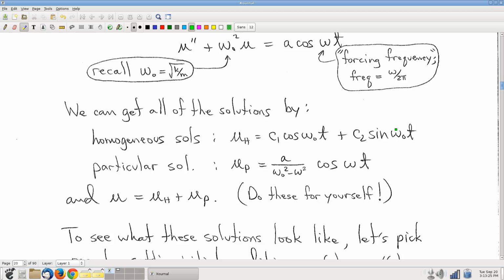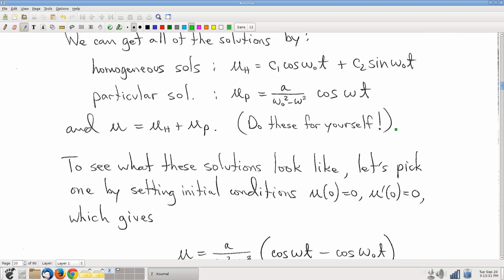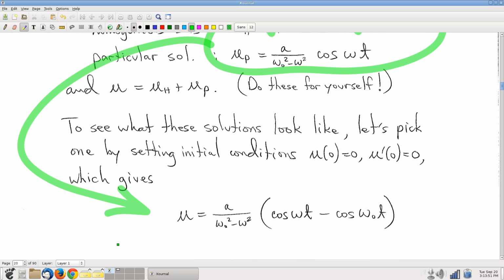Okay, so we're going to look at a special case just to get a general idea of what these sorts of functions look like. And specifically, we're going to look at an initial condition, starting with position equal to 0 and velocity equal to 0. And in that case, if you solve for C1 and C2, the solution turns into this.